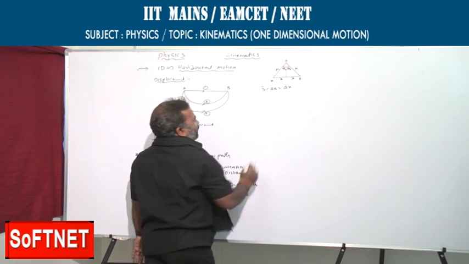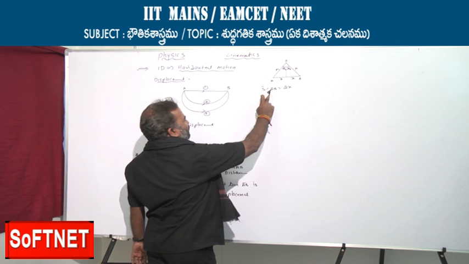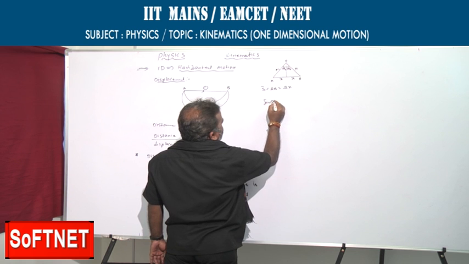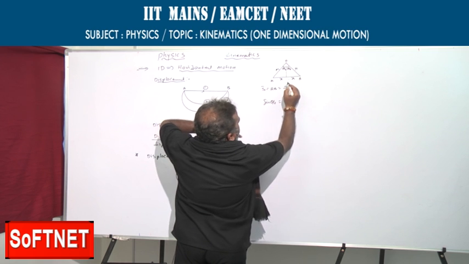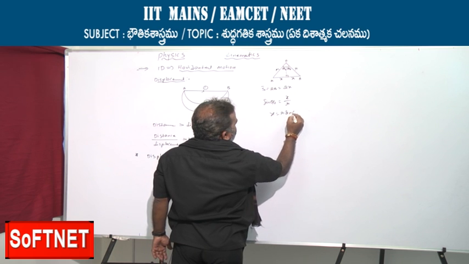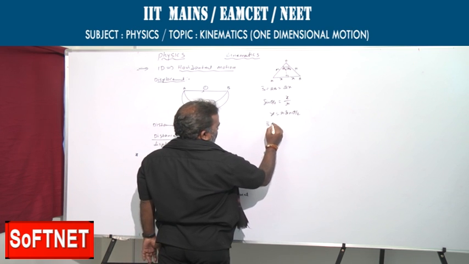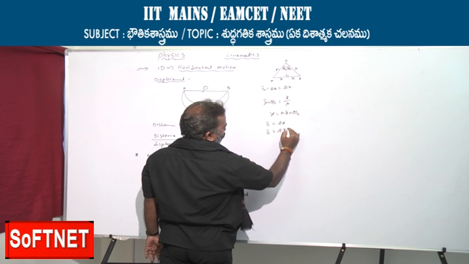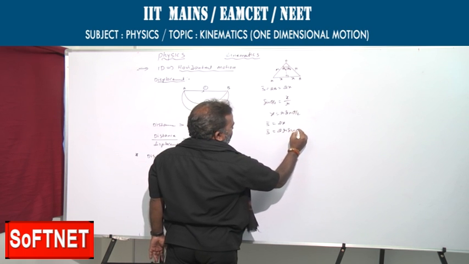Since displacement is a vector, let me represent it as S bar. S bar equals 2x. From the triangle, I can take sin theta by 2 equals opposite is x, hypotenuse is r. So x is equal to r sin theta by 2. But we want displacement. So displacement is 2x. What is the x value we got? r sin theta by 2.